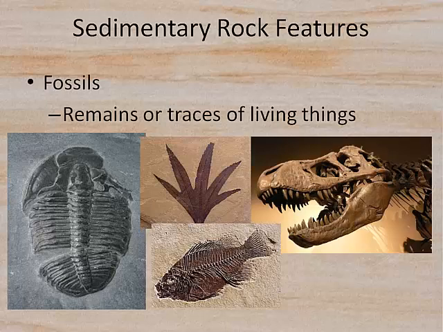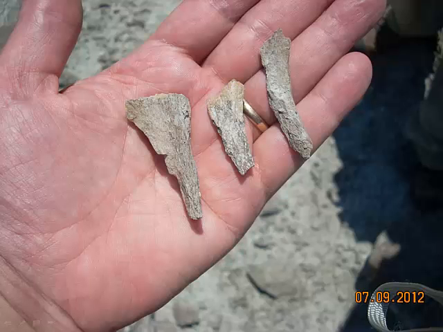Now, sedimentary rocks can also contain fossils. Igneous rocks don't, metamorphic rocks don't, only sedimentary rocks. Fossils can be the remains or traces of living things. They could be footprints, they could be burrows, or they could be bones, like this T-Rex, or a fish. They could be leaves, they could be stems of plants, they could be shells of animals, right? Like here's a trilobite. You could also have seashells, right? Here I am holding some dinosaur bones.